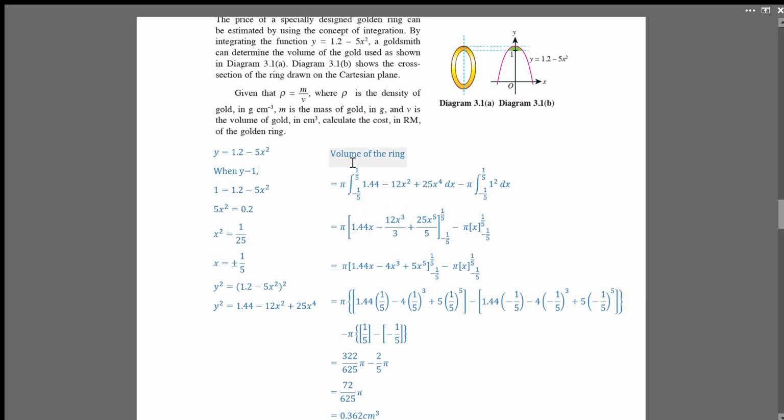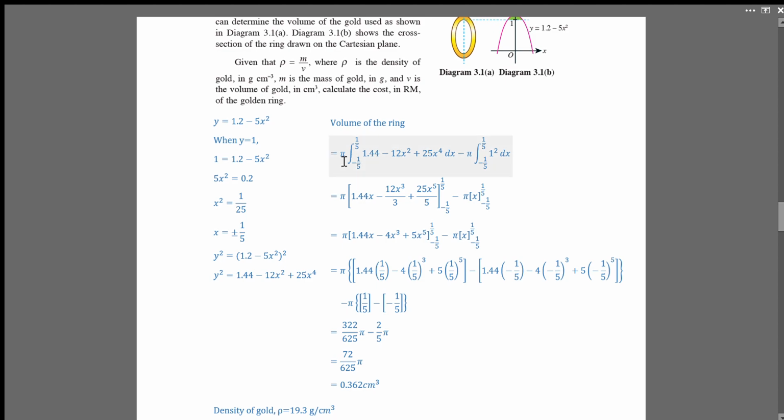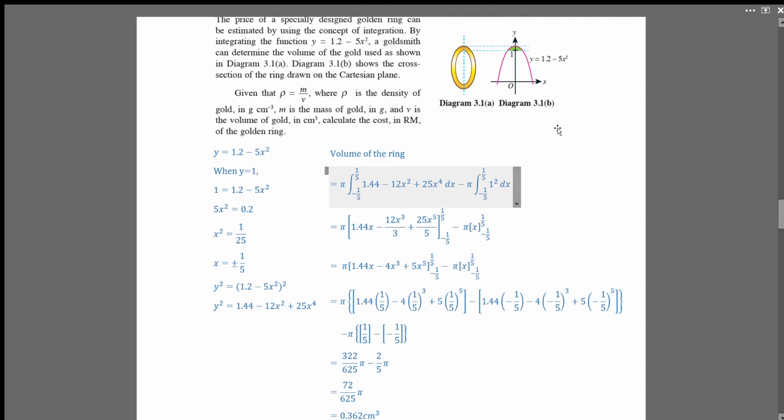Next, I will find the volume generated, which represents the volume of the ring. I just substitute into the formula, that is, integrate pi y squared. For the ring, if I just rotate this area, I can just get a perfect circle.